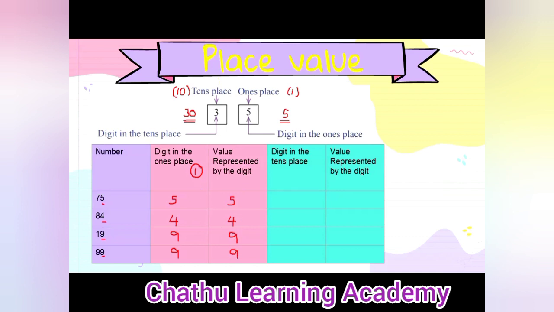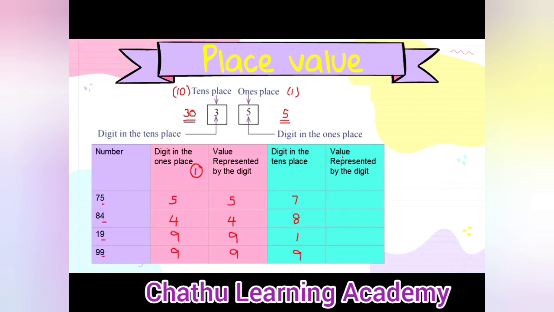This is the value represented by the digit in the ones place. How can we derive these numbers? By multiplying the digit and the place value. 5 into 1 is 5. 4 into 1 is 4. 9 into 1 is 9. Likewise, you can write the value represented by the digit. Then next, the digit in the tens place. Here 7, here 8, here 1 and 9.